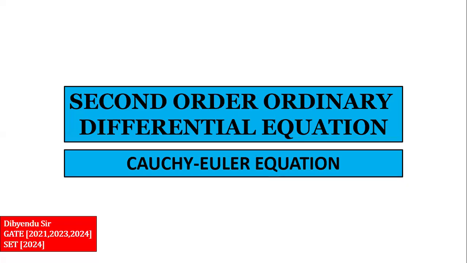Hello everyone. In this video, we will discuss our next topic, the Cauchy Euler equation from second order ordinary differential equations. So the first question is, when do we have to apply the Cauchy Euler equation? If in the given differential equation the coefficients are not constant, the coefficients are in variable form.